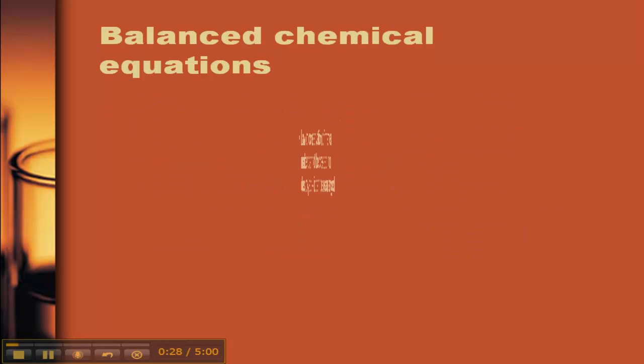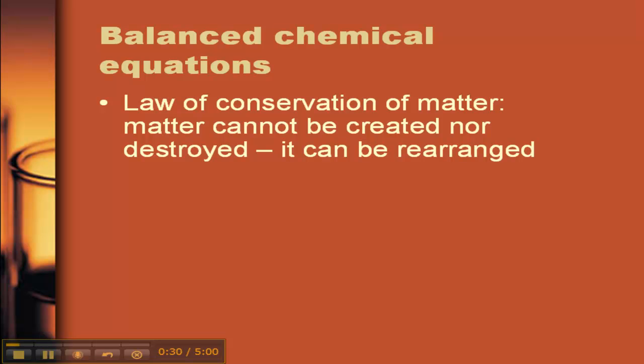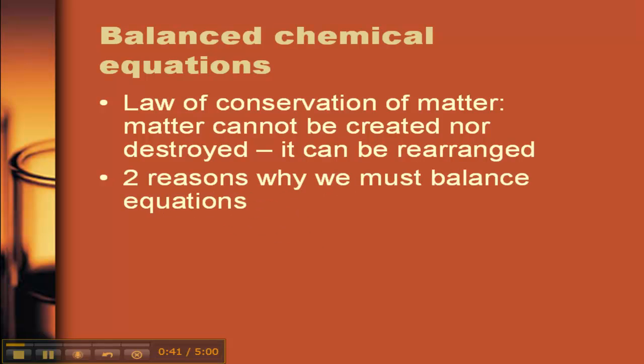So for a balanced chemical equation, we need to start with the law of conservation of matter. It says matter cannot be created nor destroyed. We can, however, rearrange it. So there's two reasons that our equations must be balanced. First reason is to satisfy this law of conservation of matter. What we start with, we have to end with. We can't lose it anywhere.